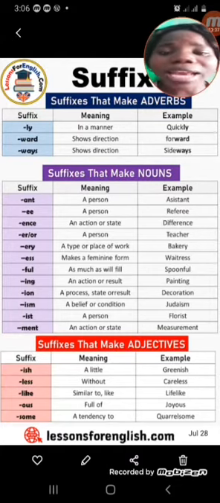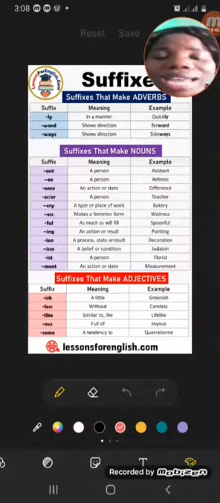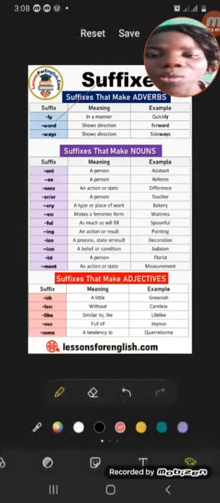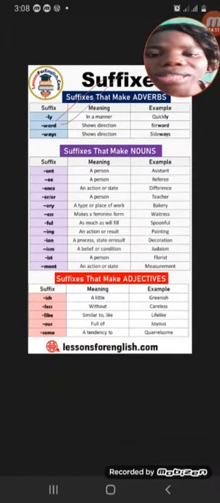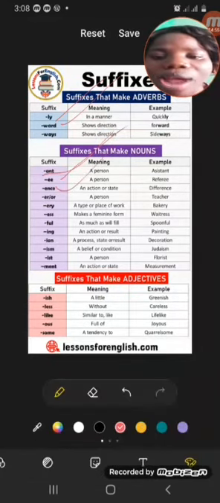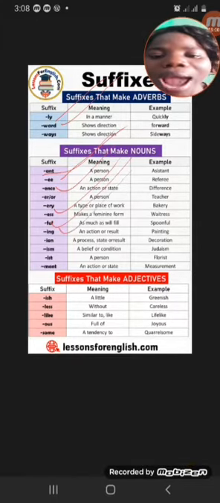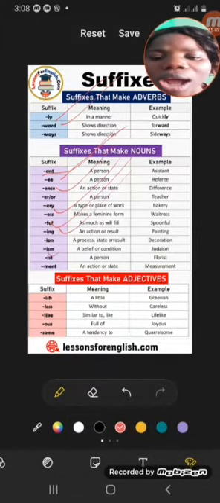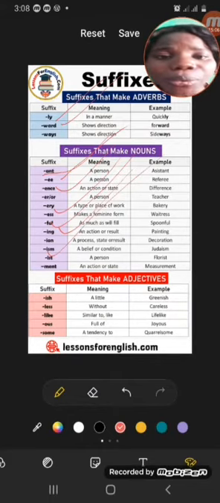So we have so many examples here. Now these are examples of suffixes. We have ly, ward, ways, ant, ence, ery, ful, ing, ist. We have so many of them. We have able, we have ful, we have ly, we have ment.